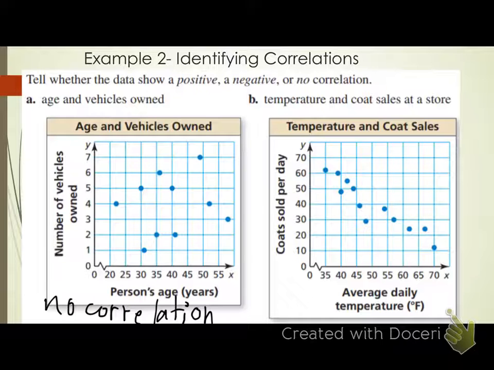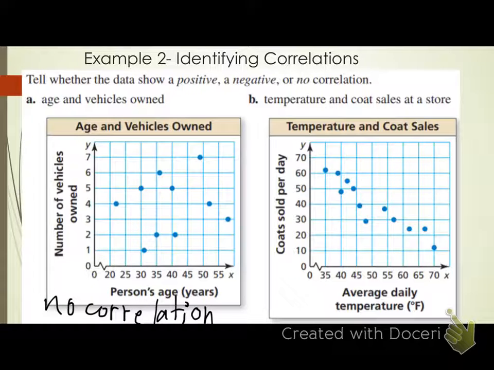Questions on A? Letter B. Temperature and coat sales at a store. If I were not to give you a graph at all, and I gave you those 2 sets of data, temperature and coat sales at a store, would you say there's probably some type of correlation between those 2 sets of data? Yes. I'd probably say so as well. Now we just got to decide if it's positive or negative.